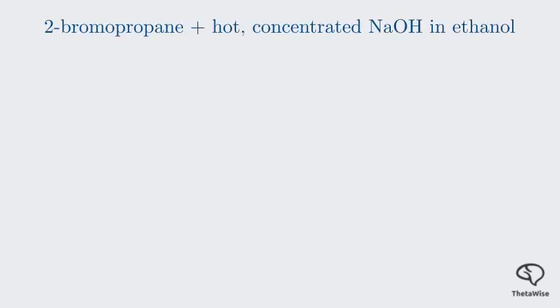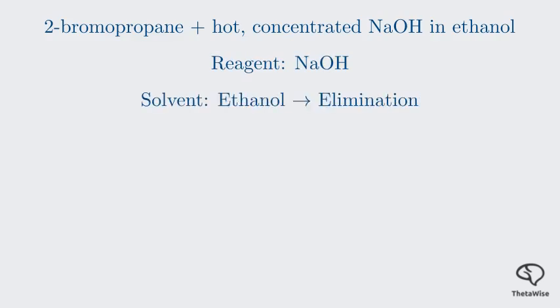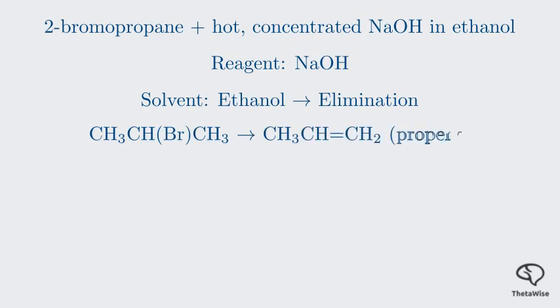Let's apply this to a question. The objective is to correctly identify the product based on the reaction conditions. The question asks for the major product when 2-bromopropane reacts with a hot, concentrated solution of sodium hydroxide in ethanol. The solvent is ethanol, which immediately tells us it's an elimination reaction. Elimination will remove hydrogen bromide from 2-bromopropane. This removes the bromine and a hydrogen atom from an adjacent carbon, forming propene, CH3-CH=CH2. Therefore, the correct answer is D.